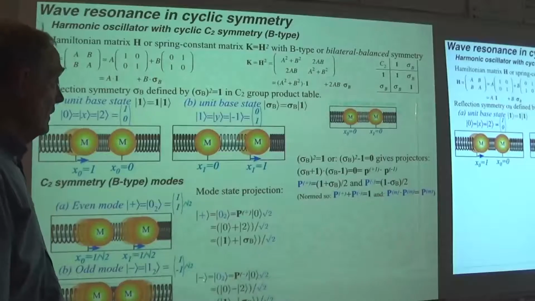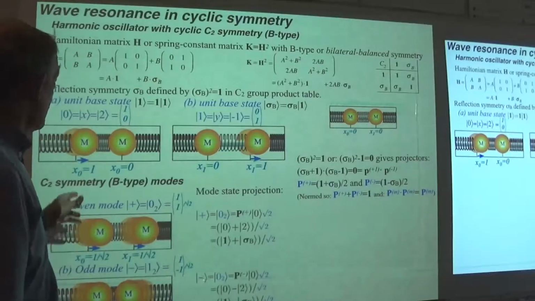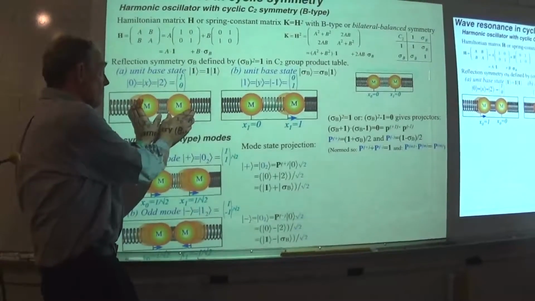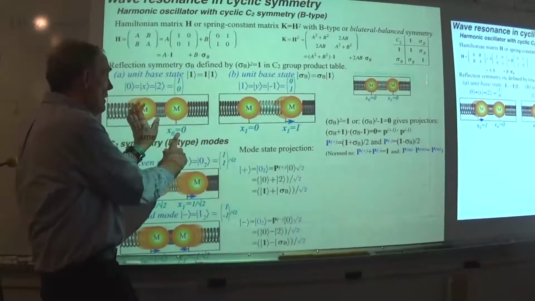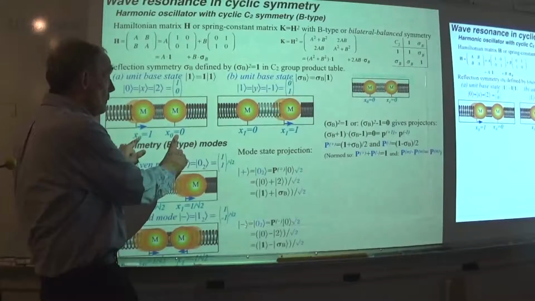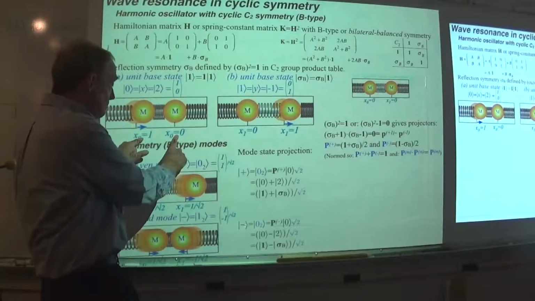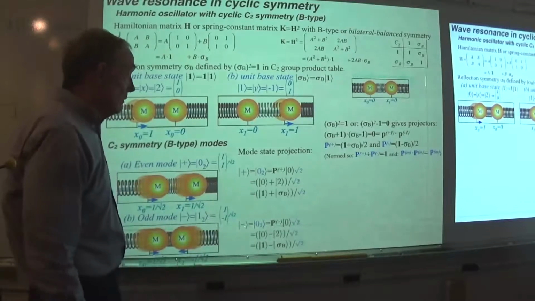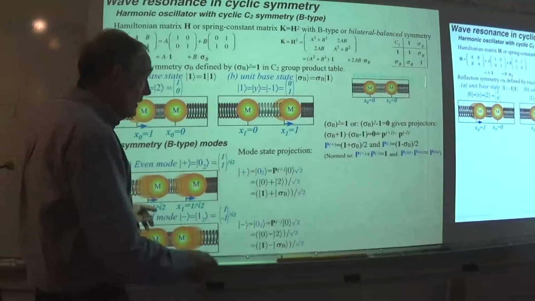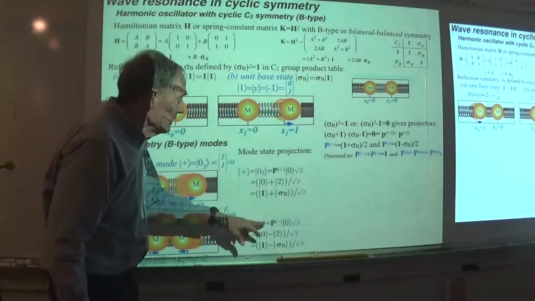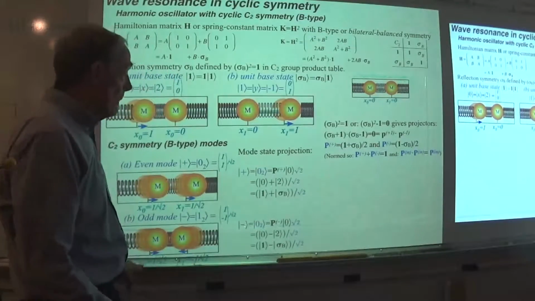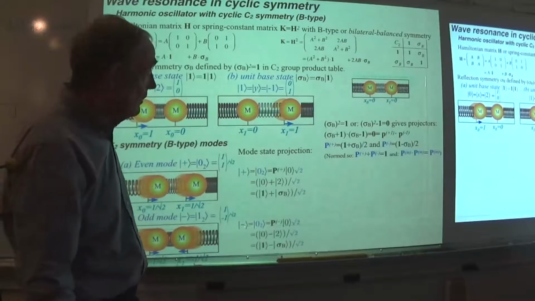More or less obviously, I take this initial state right here where only one of the objects is off position, the other one's still at home, which is its 0 equilibrium position. And I apply the projector to that, and I get one of the modes. And then I apply the other projector, the P minus, to the same state, and I get the other mode. So that's basically it in a nutshell.